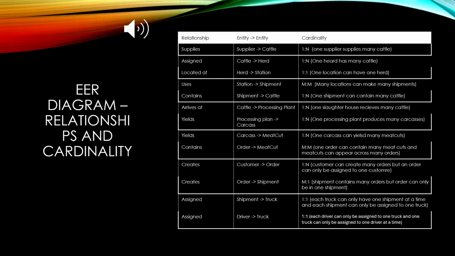This is the relationships and cardinality for the ER diagram. The supplier supplies the cattle. This is a one-to-many relationship, as one supplier can supply many cattle. The cattle is then assigned to a herd, and that is a one-to-many, as one herd contains many cattle, but cattle can only be assigned to one herd at a time. The herd is located at a station. This is a one-to-one, as one location can only have one herd.